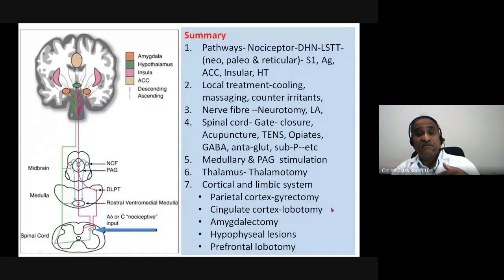In that case, the affective component of the pain is lost, so he is not bothered about the pain. Amygdalectomy, of course, would produce severe other behavioral abnormalities, including memory-related issues, and may not be a wise decision. Hypophyseal lesions are used only when the pain is hormonally dependent. The prefrontal lobotomy is similar to the cingulate cortex. The patient is not bothered about pain, but the pain perception remains. These are some of the strategies I have mentioned. This is the summary of whatever I have mentioned.